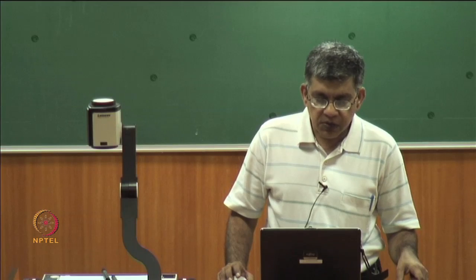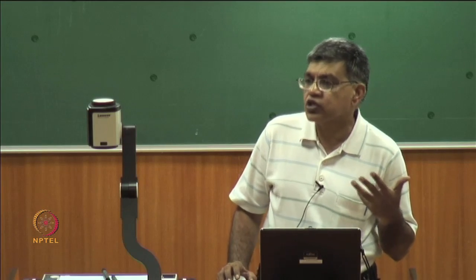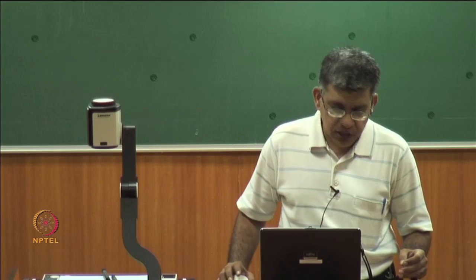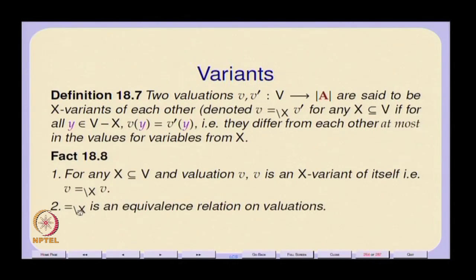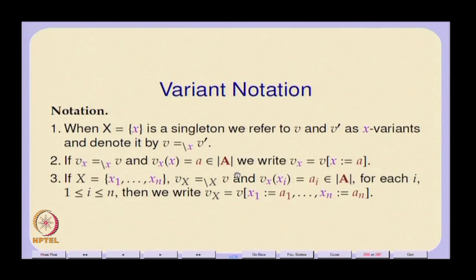And the other thing I said was that every valuation is an x variant of itself for all subsets x, and so this can be formalized as an equivalence relation, which I will denote by equal to backslash x. Backslash is like set subtraction. So, basically it stands for "is equal except for x". It is an equivalence relation on valuations, and instead of saying every time that something is an x variant of another valuation, we will just use this equivalence. Since the notion of a variant is symmetric because of the equivalence, we can just use that, right.